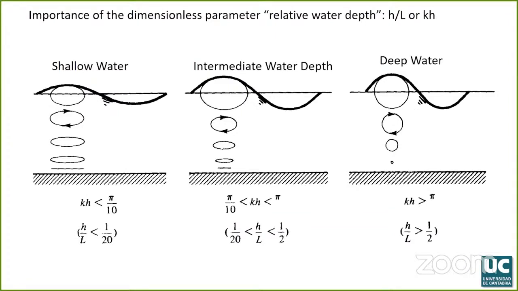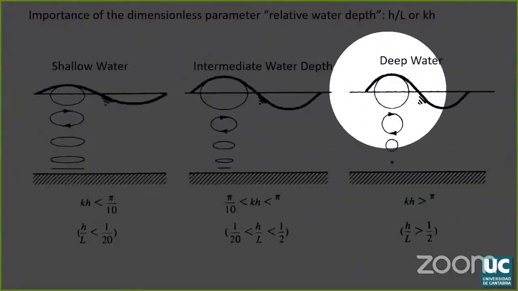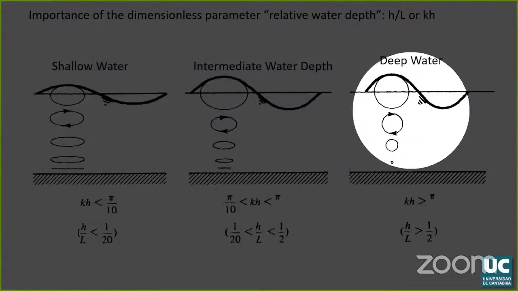Once we have the wave that propagates in a water depth h with a wave period T and a wavelength L, we can define a dimensionless parameter, relative water depth, h over L, that informs us about how the wave transmits information in vertical. So, waves in which h over L is larger than a half propagate in deep water, and their effect does not reach the bottom.